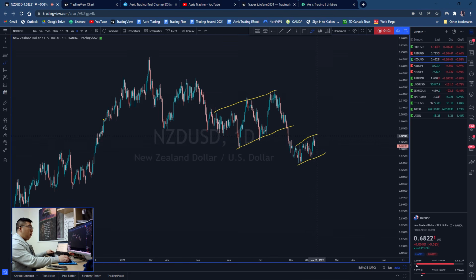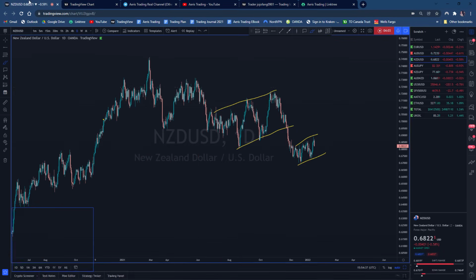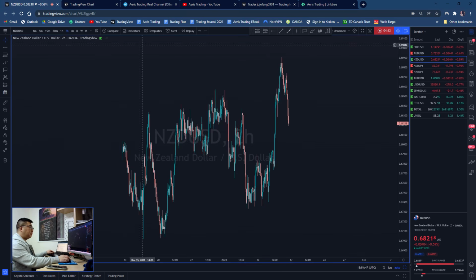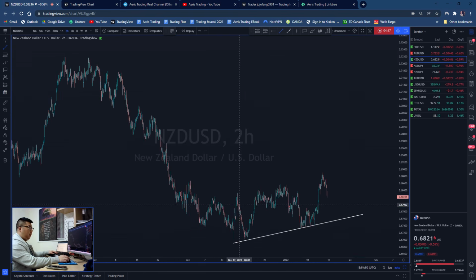So we know that our bias here on the higher time frame is likely to be a bearish point of view. And now, going to the lower time frame, again looking for confirmation and entry. We go down to the lower time frame, and the same structure that we see here on the higher time frame, we can try to pinpoint here.